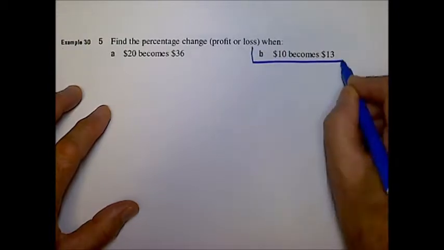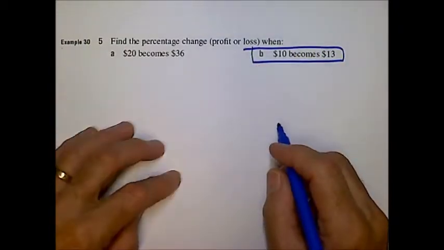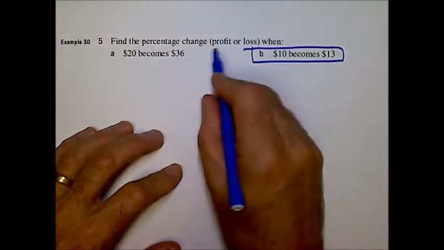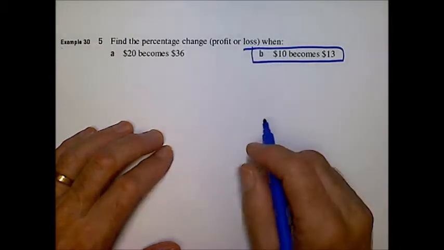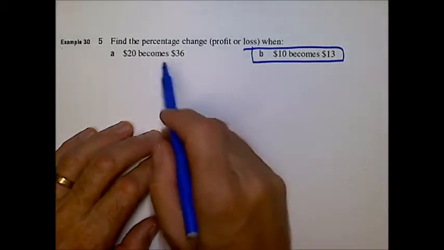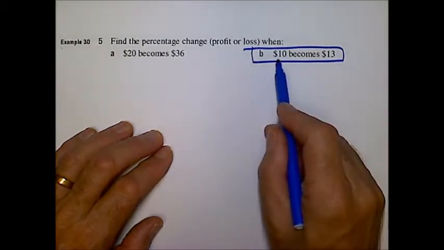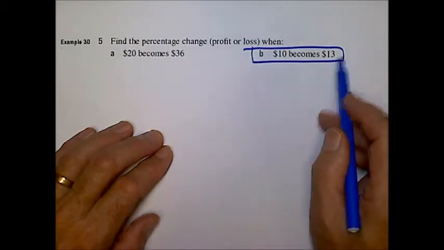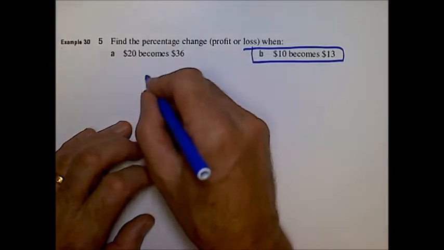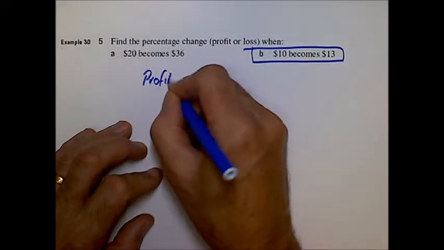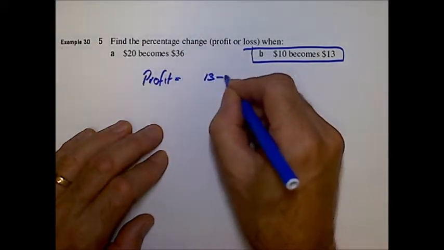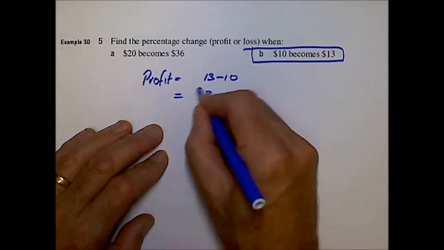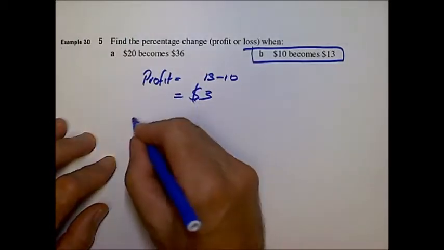So the one that we were asked to do for homework here was to find the percentage change, profit or loss, when $10 becomes $13. So the first thing we need to do is to recognize that in this case, the original value is less than the final value. So in this particular case, we've made a profit. So we write down the profit is going to be equal to 13 minus 10, which is going to be equal to $3.